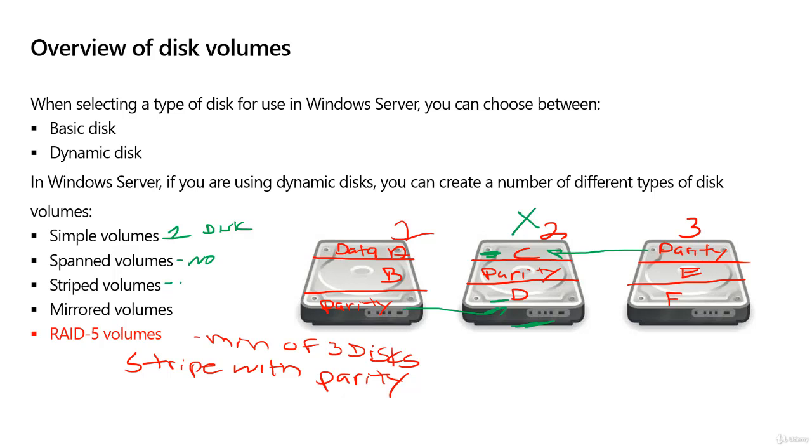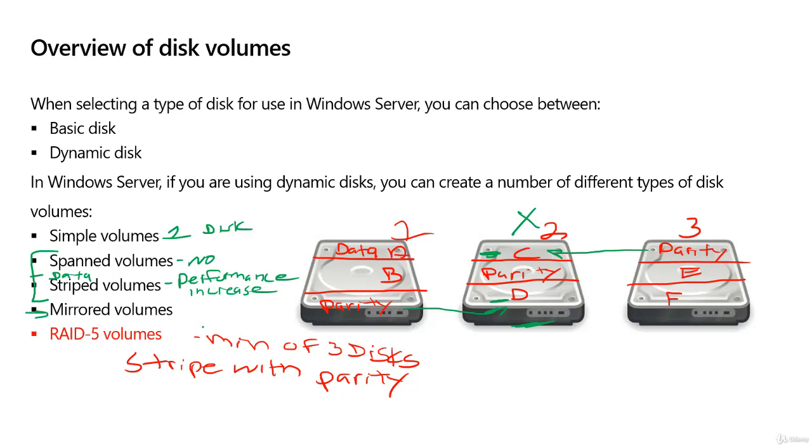Stripe, similar to span, but you do get a performance increase because it concurrently writes to both disks. Now, with the spanned and striped, these can never contain an operating system because the operating system cannot span more than one drive and it cannot be striped across more than one drive. So both of these options, spanned and striped, can only be for data drives, just files and folders.